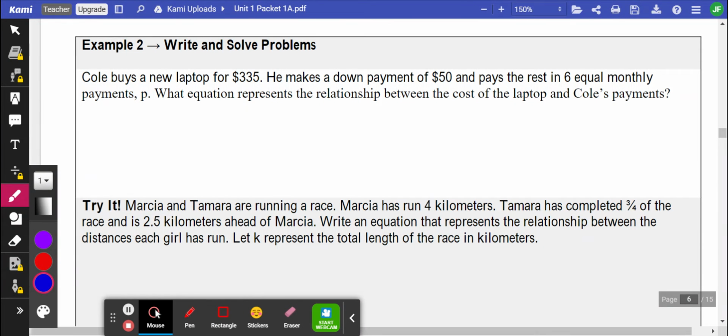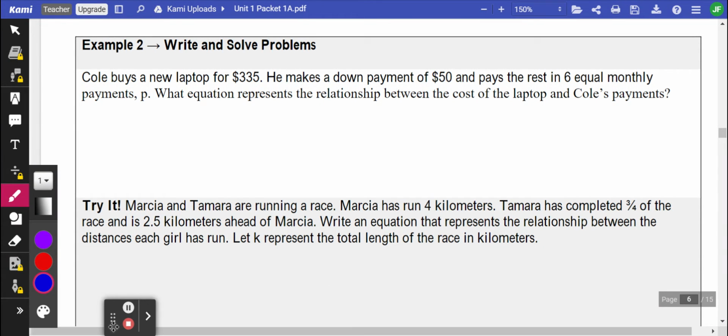Hello, today we're going to continue on with our two-step equations and look at some application problems that go along with solving two-step equations. So our first problem is actually example 2.